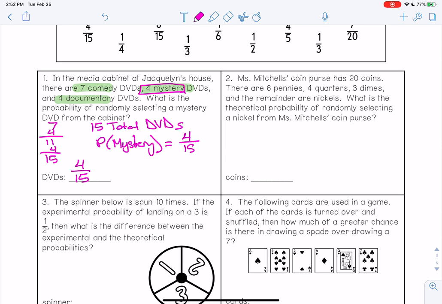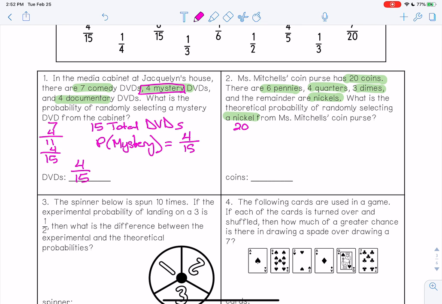Welcome back. So let's take a look at these. Number 2, Mrs. Mitchell's coin purse has 20 coins. There are 6 pennies, 4 quarters, and 3 dimes, and the remainder are nickels. What is the theoretical probability of selecting a nickel? So notice they don't give you the number of how many nickels, but we can figure it out because we know there's 20 coins altogether.